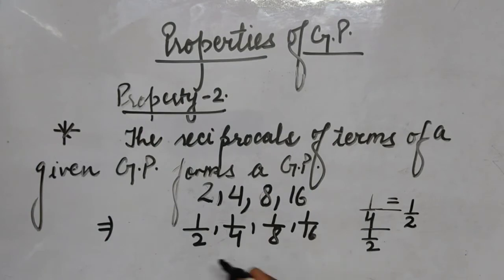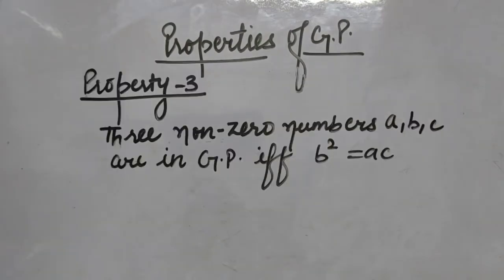Now if I am finding A3 by A2, that is 1 by 8 divided by 1 by 4, then also I will get 1 by 2 only. It means this is our GP. So what is the conclusion from here? That if we take the reciprocal of all the terms of a GP, then the resulting sequence will be also a GP. Yes students, what is our third property?